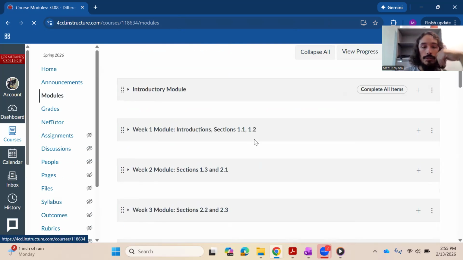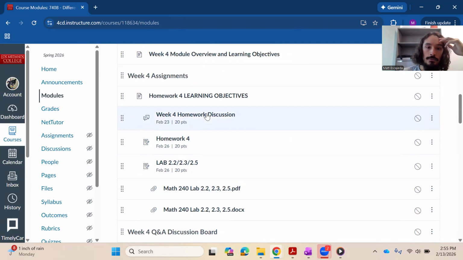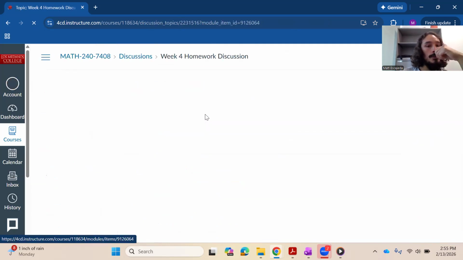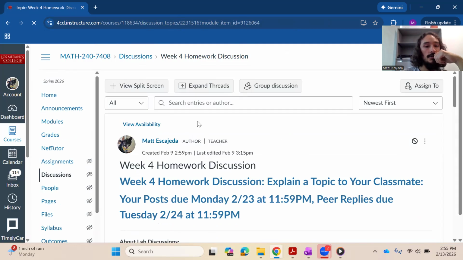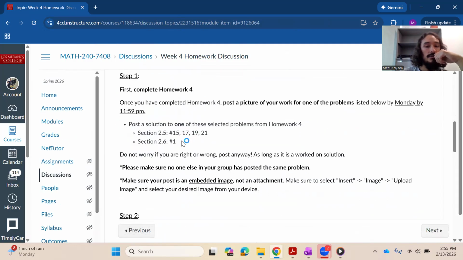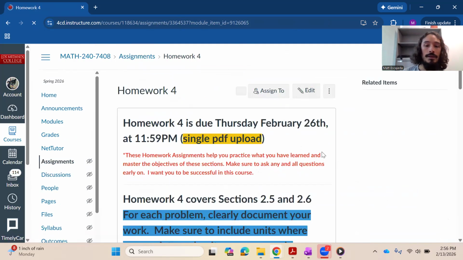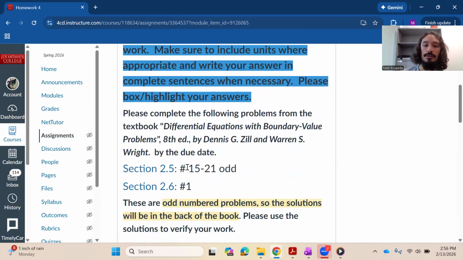Here's the homework discussion. Here are the 5 problems that are assigned, 15, 17, 19, 21, and number 1 from 2.6. So make sure you post a problem. Don't post the same problem. Keep the problems different. And then homework 4, that is pretty much what our homework is. Just these 5 problems.